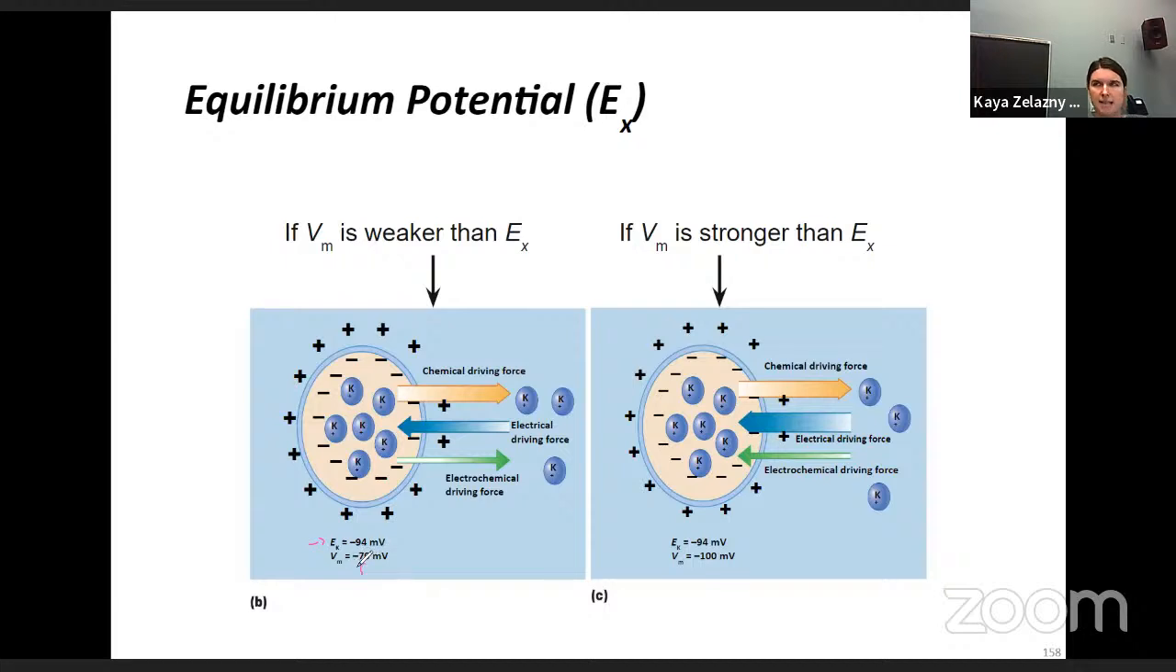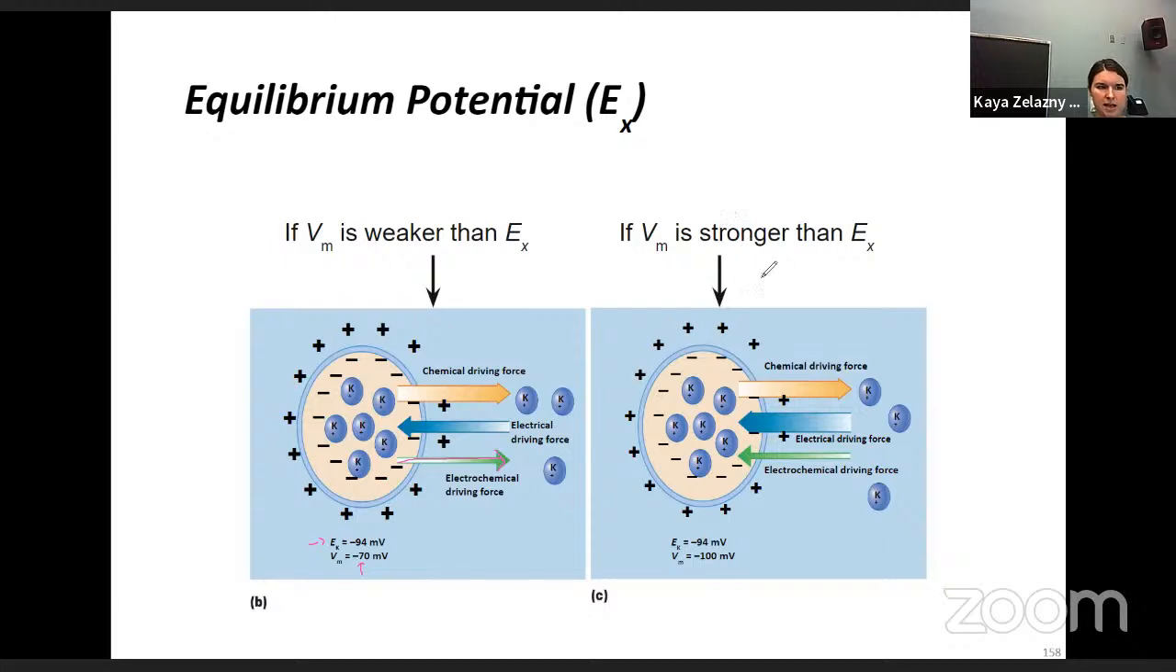So in order to get down from -70 to -94, we need positive charges to leave the cell, right? As they leave, they make that cell more and more and more negative. So our electrochemical driving force is going to point outward, telling us that those positive charges want to leave the cell until we hit -94. So that's what it means that that membrane potential is weaker than that equilibrium potential.